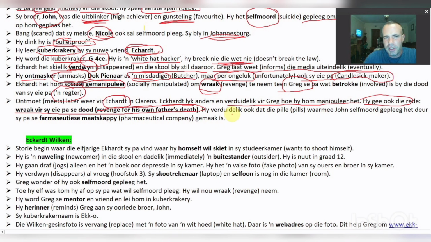Hy verduidelik ook, and this is quite a startling revelation. Eckhart tells Greg that the pills that John used, that his brother used to commit suicide, self-murder, was actually manufactured by this pharmaceutical company that his dad was the head of. Greg's dad was the head of.